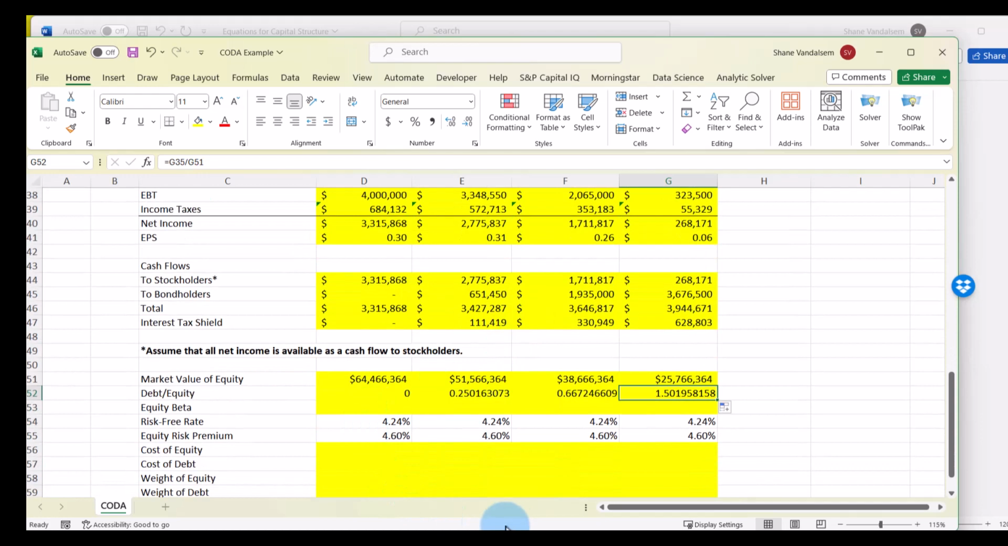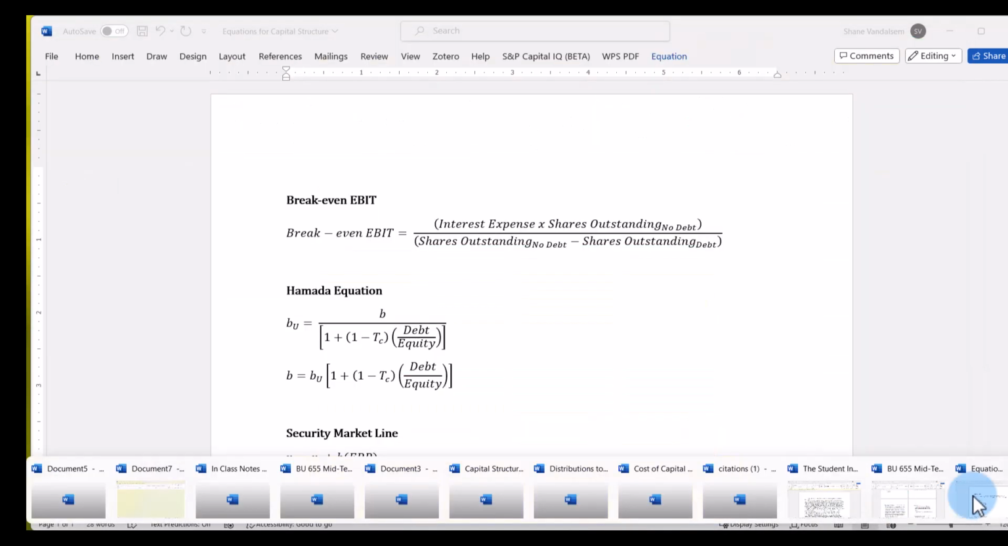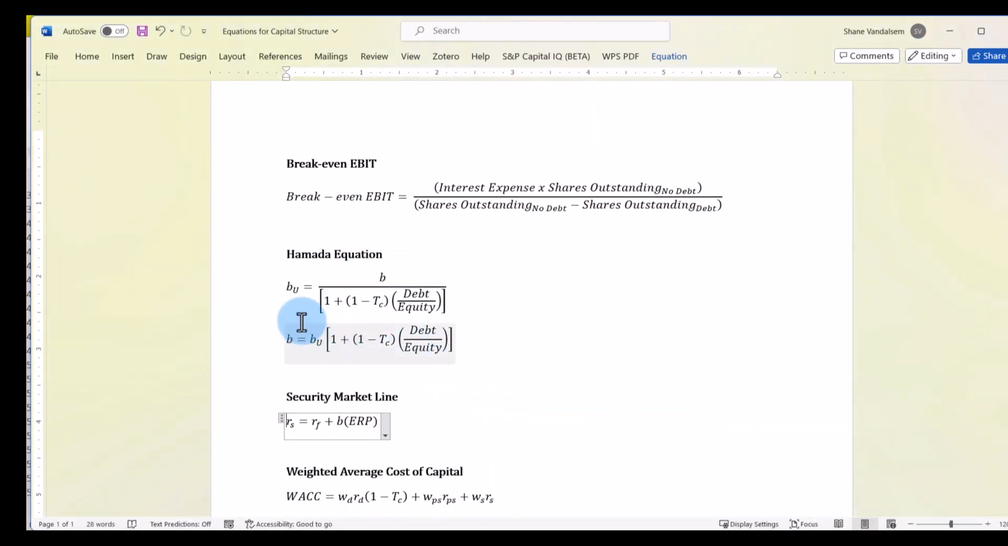The equity beta, and I'll just go out here again to those equations. The equity beta is going to be the second Hamada equation. So we're taking the unlevered beta, which is the asset beta, multiplied by 1 plus the product of 1 minus the tax rate multiplied by the debt to equity value. And again, in this case, we're using the market value of equity for our equity value.